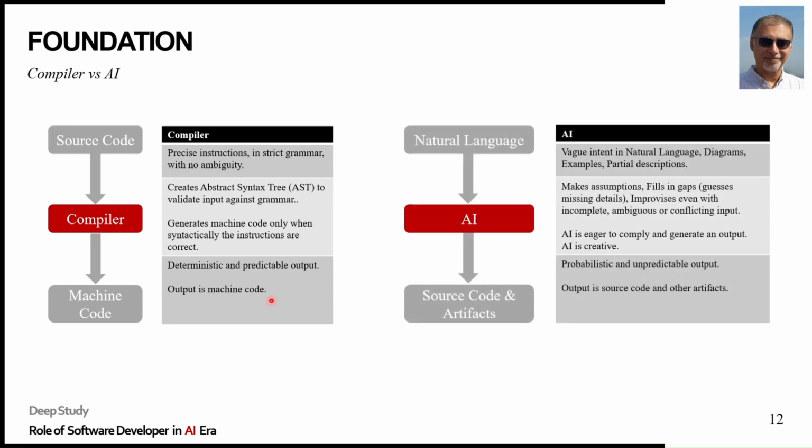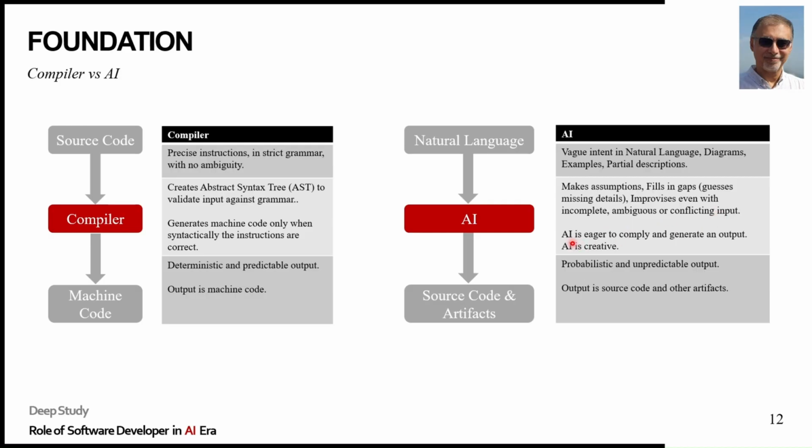AI doesn't behave like that. AI reads natural language, which is vague intent. It accepts diagrams, examples, partial descriptions, and it makes assumptions. It fills in gaps, that is, it guesses the missing details. It improvises even with incomplete, ambiguous, and conflicting input.